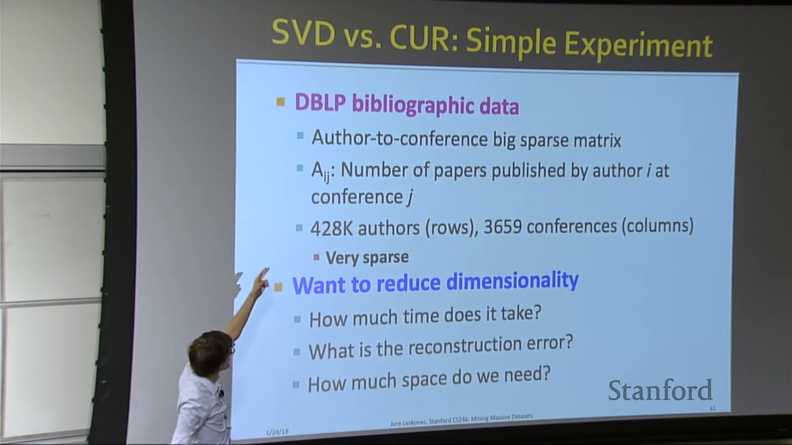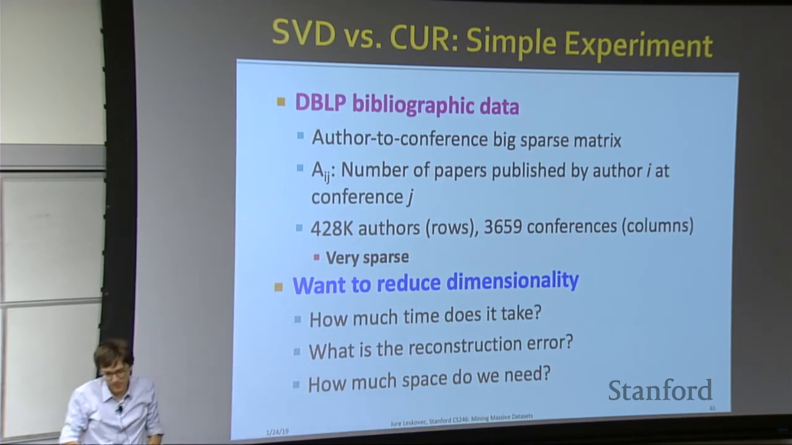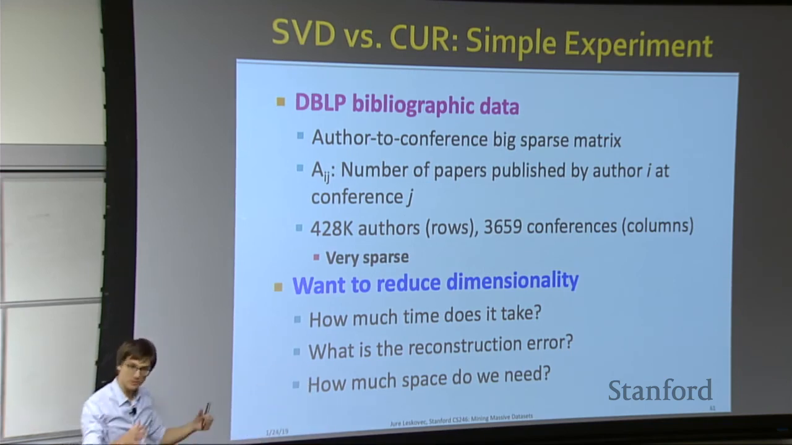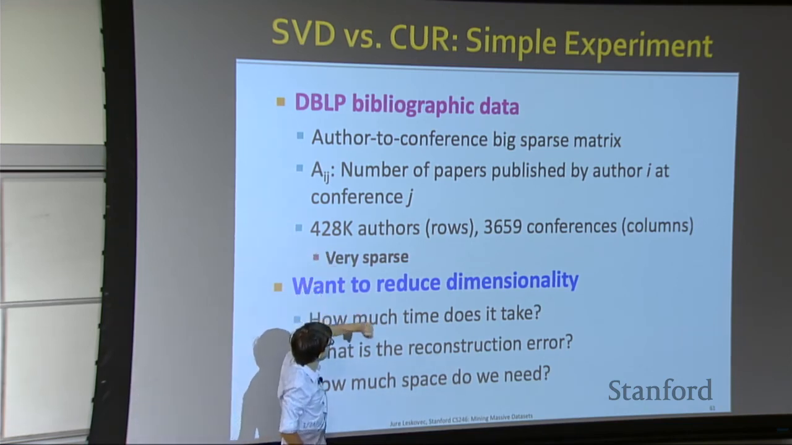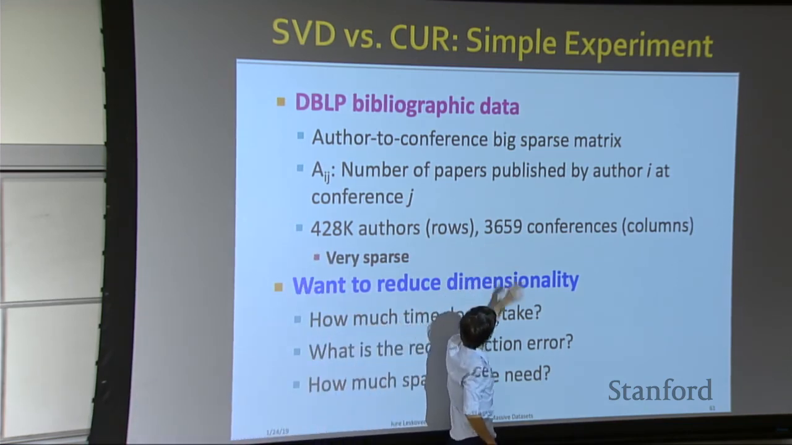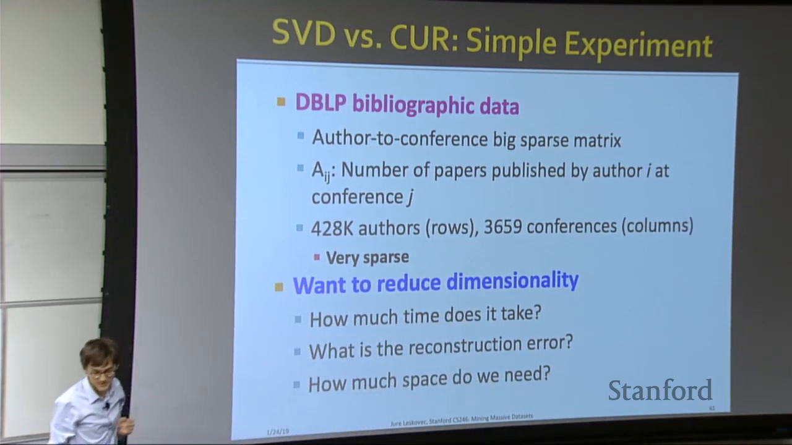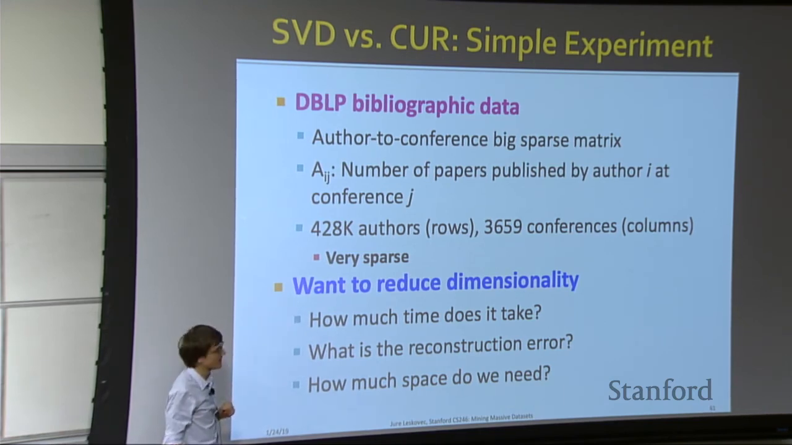So Aij would be the number of papers published by author i at conference j. And you can imagine that every author publishes at, I don't know, 3-5 conferences out of thousands of them. So it's very sparse. Here we have almost 500,000 authors and let's say 3,600 conferences, okay?